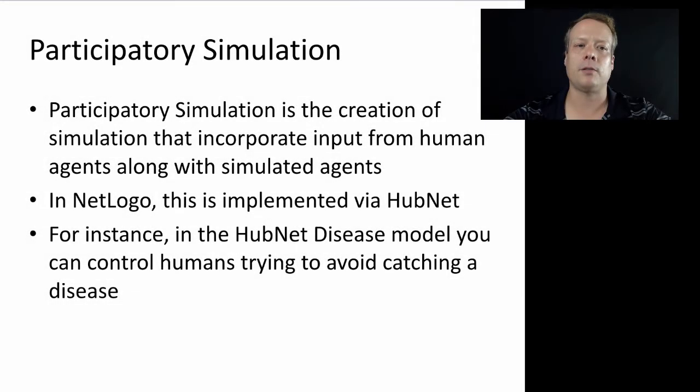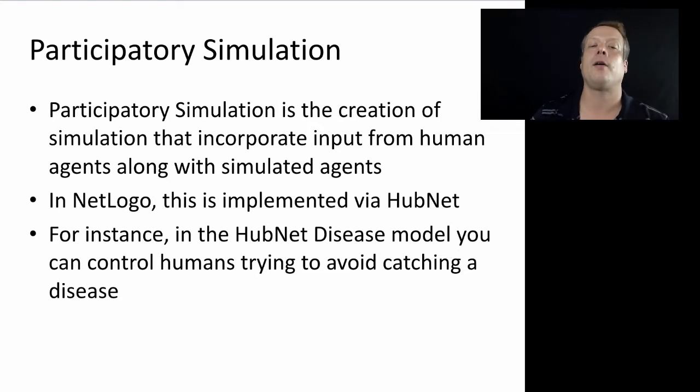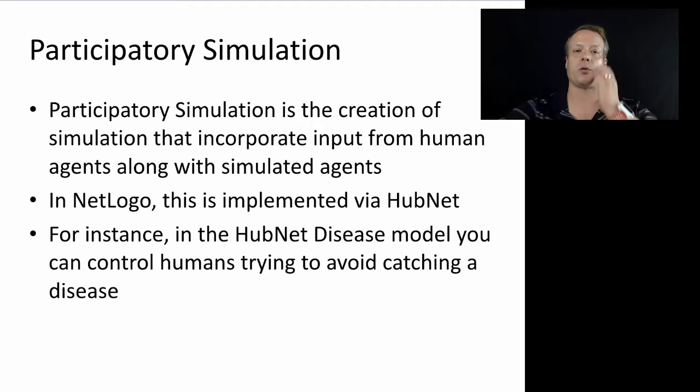So today we're going to talk about two interesting versions of how to take agent-based models and add additional componentry to them. In the first case, we're going to talk about participatory simulation, or adding the ability for humans to interact with your agent-based model. And in the second case, we're going to talk about mixing agent-based models with system dynamics models, which is a different form of modeling. And so let's start with participatory simulation.